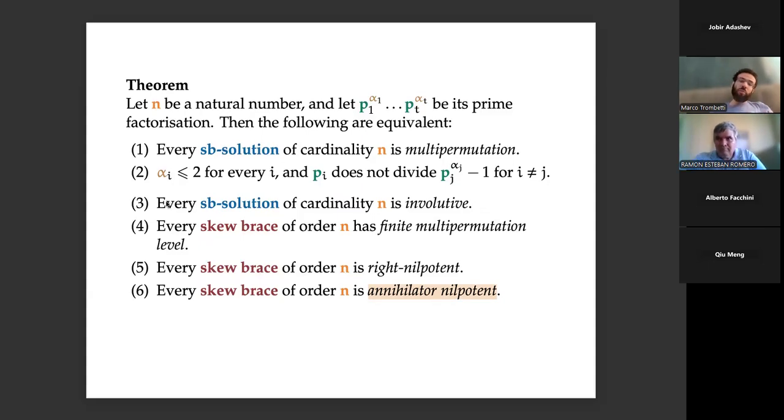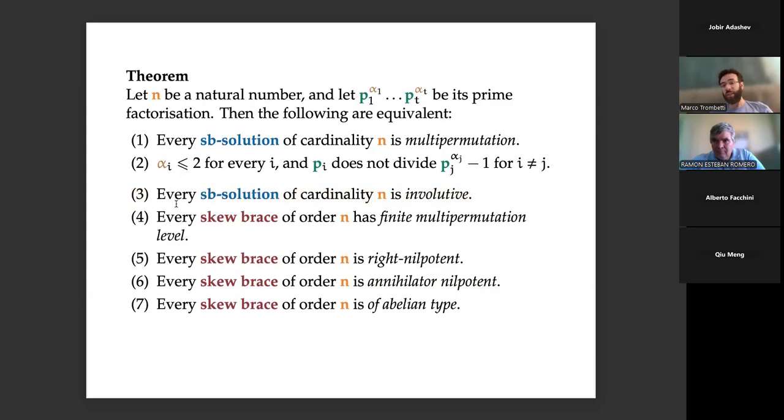And we can also think of translating that the solution of cardinality n is involutive in terms of skew braces, but I already told you this just means that your skew brace is of abelian type. So if all your skew braces are of abelian type, then this condition is satisfied, and vice versa. If this condition is satisfied, your solution is involutive and multi-permutation, so your associated skew brace is of abelian type and right nilpotent, which is very strong. Not trivial, but still very strong.